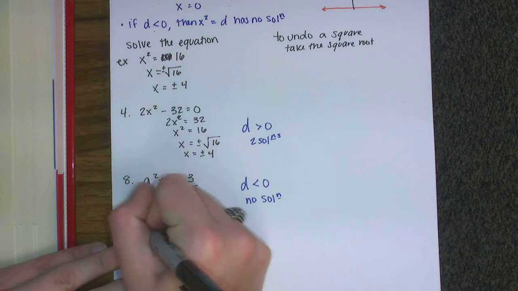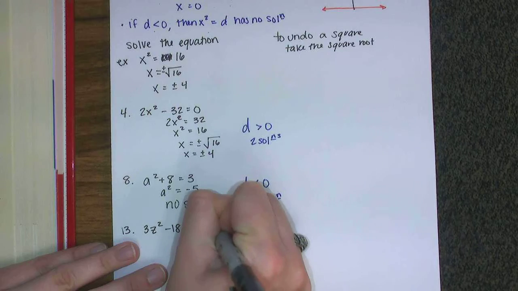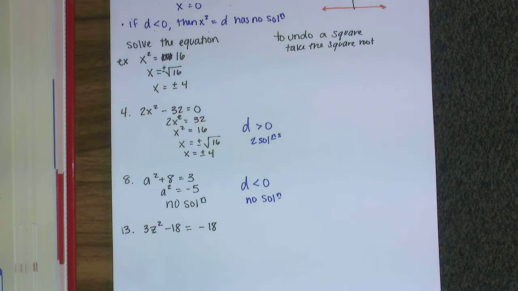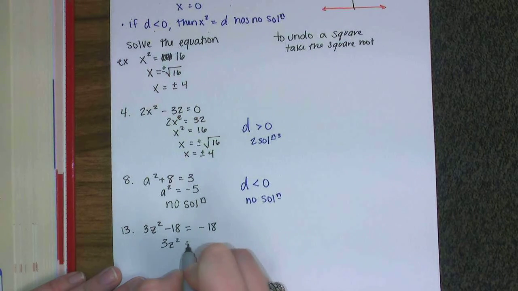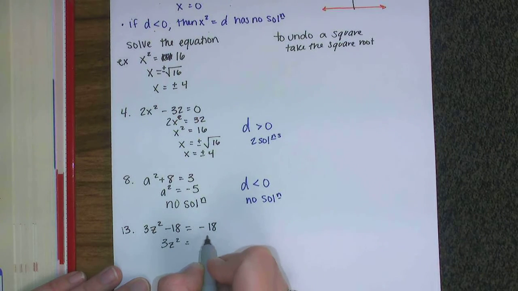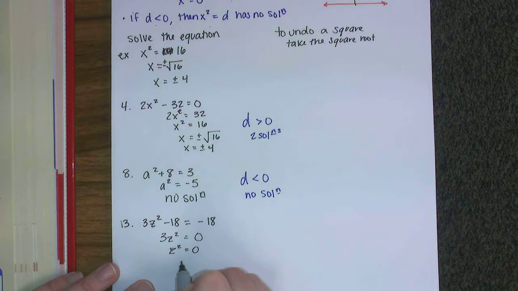Alright, so to solve for z, I need to move this negative 18 over to the other side. I do that by adding. So I get 3z squared is equal to, well, negative 18 plus 18 is 0, meaning z squared is equal to 0. So z is equal to 0. The square root of 0 is 0. And this is the case then where d is equal to 0. And we have one solution.